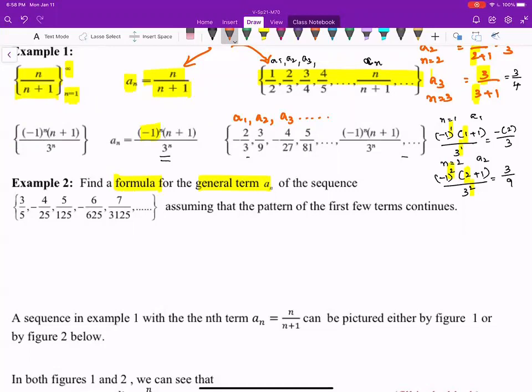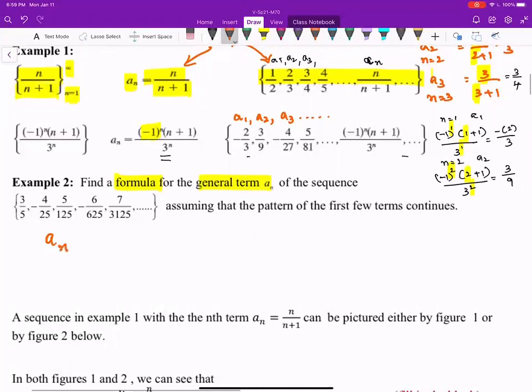So the first term doesn't start with 1. It starts with 1 plus 2, 3. The second term numerator is 2 plus 2. Third term is 3 plus 2. So the position of the term plus 2 is the numerator. So if I have to write down the nth term, then if I look at only the numerical value of the numerators, it's the position of the term plus 2.